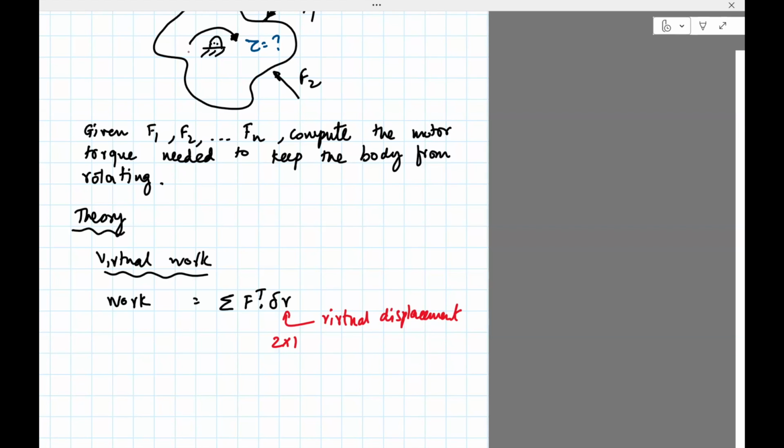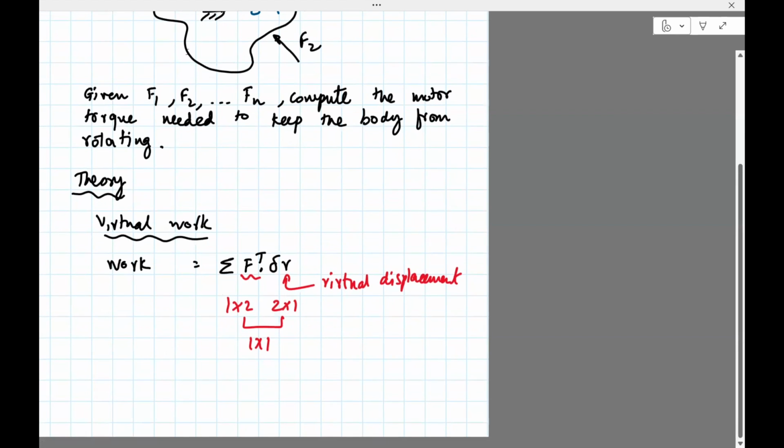You can move in the xy direction. And this force is also 2 cross 1 because it's a vector, right? You can have fx, fy. What F transpose does is convert that into 1 cross 2. And so when you take the product here, you get 1 cross 1. And you know that work is a scalar. It's a number. It's not a vector, right? So it all works out.